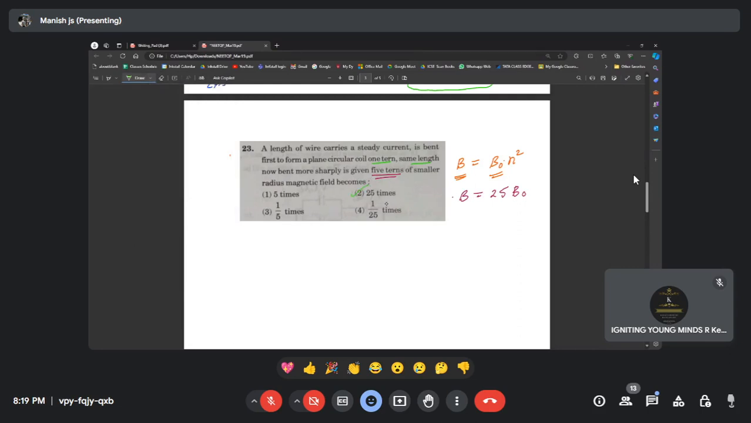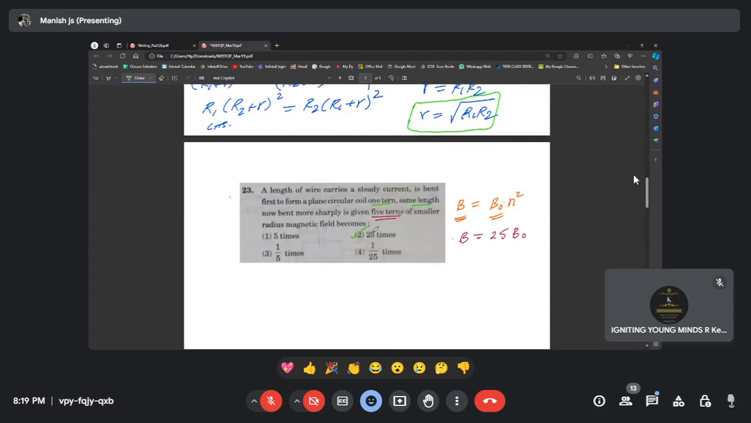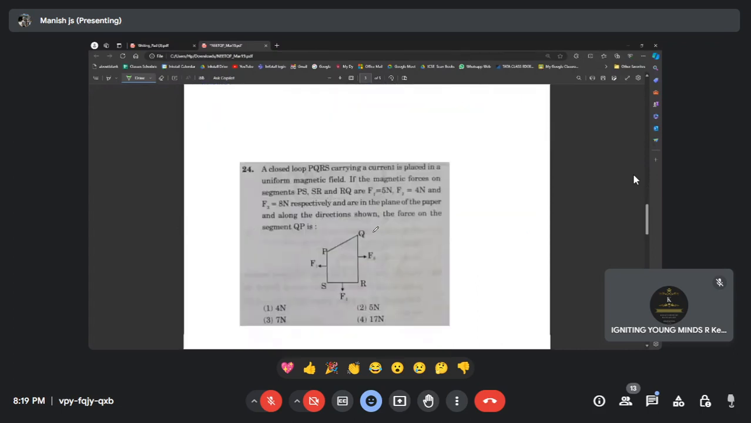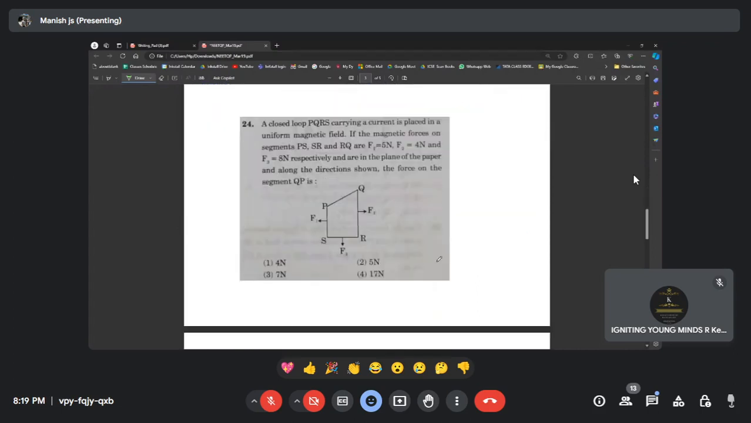Alright. So when you give it 5 more turns, as the number of turns increases, the magnetic field will also increase. That is the concept involved in this question. So as the number of turns increases, so does the magnetic field of the conductor. Is it clear? Okay, that's the analogy. So we'll move on to the next question. So here's the next question.